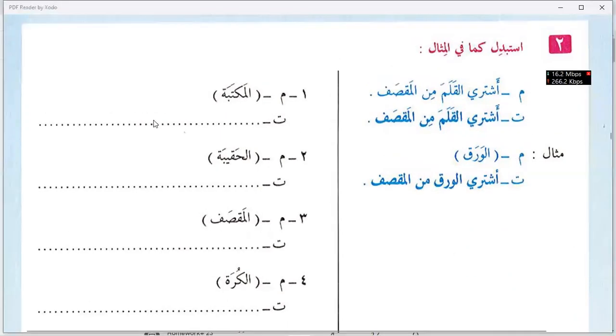Then the teacher gave the word waraka. So the student said, Ashtari al-waraka min al-maqsaf, I buy the paper from the canteen. Then the teacher gave the word maktaba. So now the student Jibril Salahuddin will make a sentence.